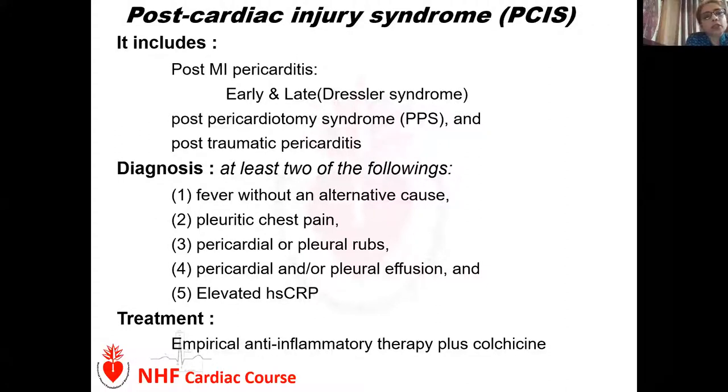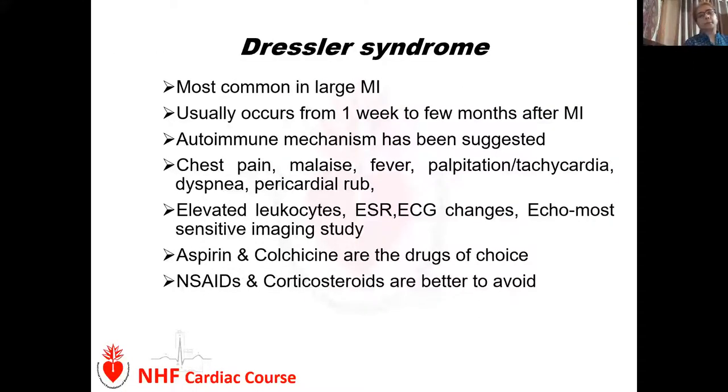Postcardiac injury syndrome includes post-MI pericarditis, both early and late, post-pericardiotomy syndrome and post-traumatic pericarditis. To diagnose postcardiac injury syndrome, there are some diagnostic criteria like fever without an alternative cause, pleuritic chest pain, pericardial or pleural rub, and effusion, either pericardial or pleural, and raised CRP. Treatment is indicated with empirical anti-inflammatory therapy.